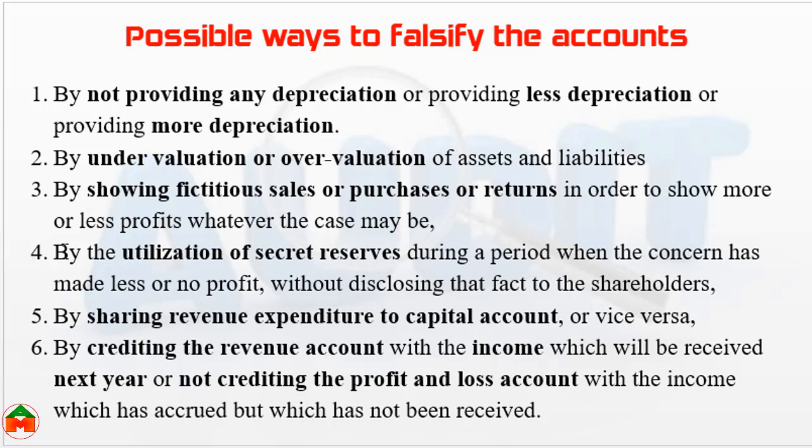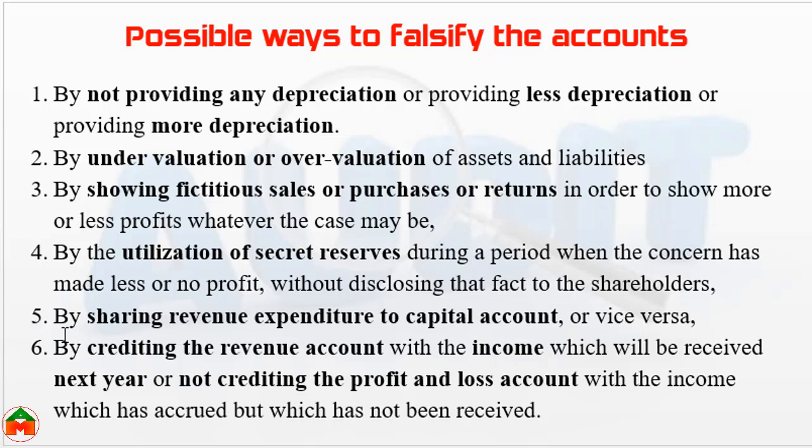Fourth one to falsify the accounts is the utilization of secret reserves during a period when the concern, meaning the entity or the institution, has made less or no profit without disclosing that fact to the shareholders. If there are secret reserves, those reserves may be utilized by the higher level management to level the profit. Whenever there is a less profit or no profit, in that case they can utilize those secret reserves.